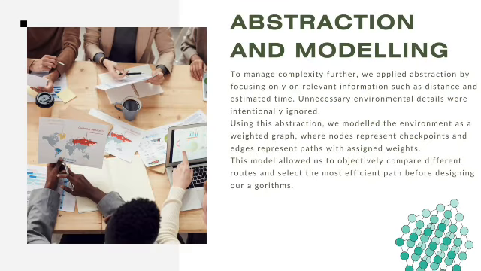Next is abstraction and modeling. For abstraction of the environment, to manage complexity, we applied abstraction by selecting only relevant information for decision making. Factors such as distance and estimated time were prioritized, while unnecessary environmental details were ignored. This allowed us to focus on efficiency rather than visual complexity. Graph modeling. The abstract environment was modeled as a weighted graph. In this model, nodes represent checkpoints, edges represent movement paths, and weights represent estimated time or distance.